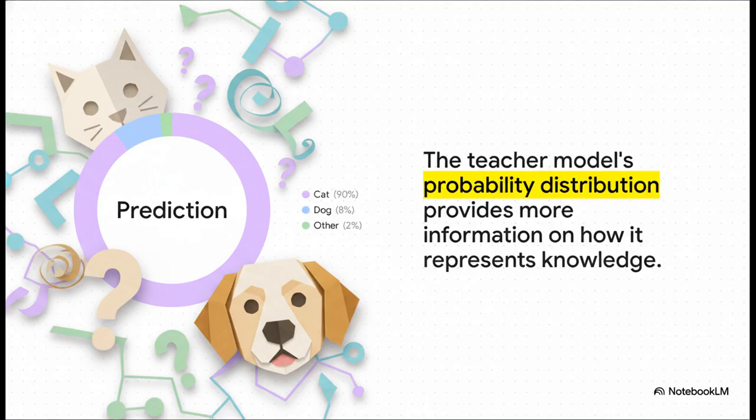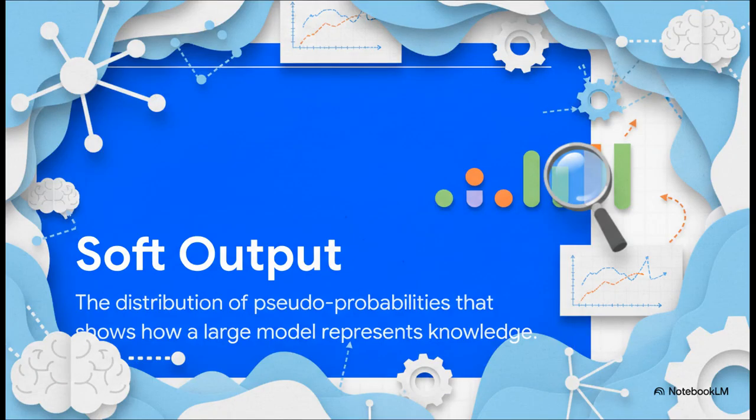It says something like, okay, I'm about 90% sure this is a cat, but there's maybe an 8% chance it could be a dog and a 2% chance it's something else. It's actually showing its work. These nuanced little outputs are called soft labels, and they are the absolute key to this whole thing. By learning from these probabilities, the student model doesn't just learn the final answer, it learns the teacher's thought process. It's learning why the teacher thinks an image is more like a dog than, say, a bicycle.